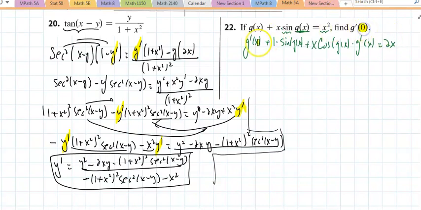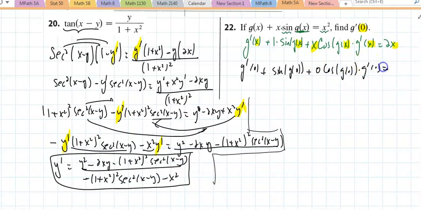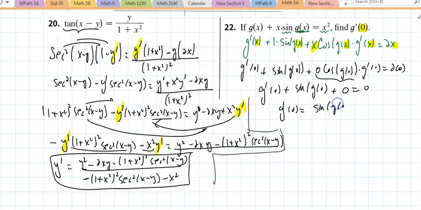If I evaluate those at 0, put a 0 there, 0 there, 0 there, 0 there, 0 there, and 0 there. I'm looking at g prime of 0 plus sine of g of 0 plus 0 times the cosine of g of 0 times g prime of 0 equal to 0. Well, I have g prime of 0 plus the sine of g of 0, I'll get to that in a minute, equals 0. So I have g prime of 0 equaling negative the sine of g of 0. Right?